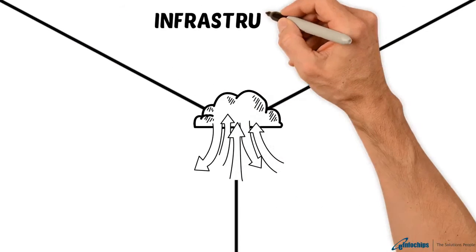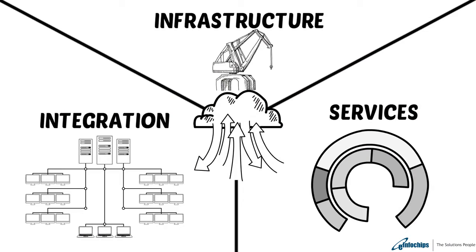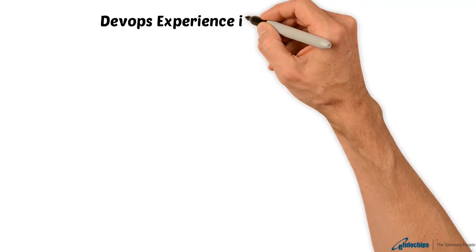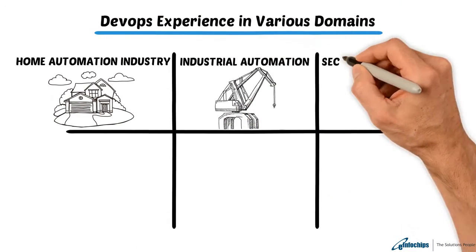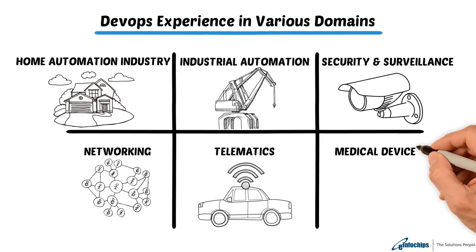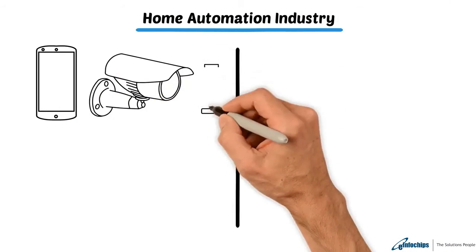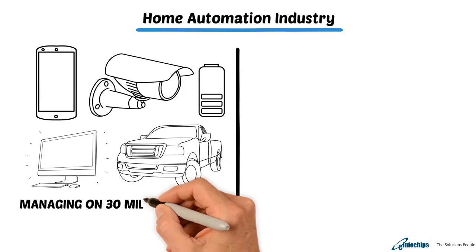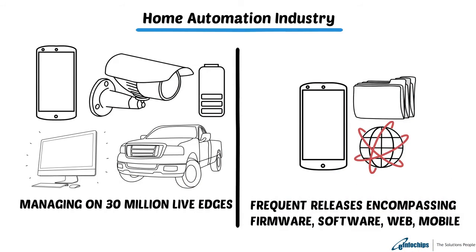With respect to cloud operations, we provide an array of services for cloud infrastructure as well as for the application and storage systems. eInfochips offers DevOps expertise in many business domains like home automation, industrial automation, security and surveillance, networking, telematics, and medical devices. We have worked with a home automation leader managing 30 million live edges requiring frequent releases including firmware, software, web, mobile, and managing customer-specific environments.